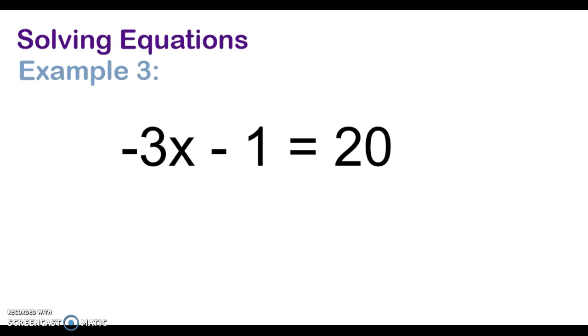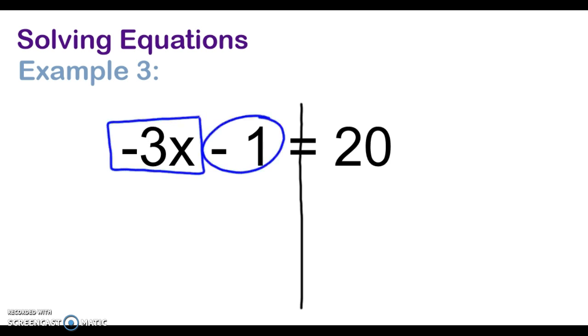Example 3. Negative 3x minus 1 equals 20, so I'm going to draw my line right down the middle, and I'm going to box and I'm going to circle this. All right, remember we have to box the letter that has the coefficient, circle your integer, and again notice that I'm not even dealing with the side that does not have the letter, the variable. I'm always looking at the side that has the variable.